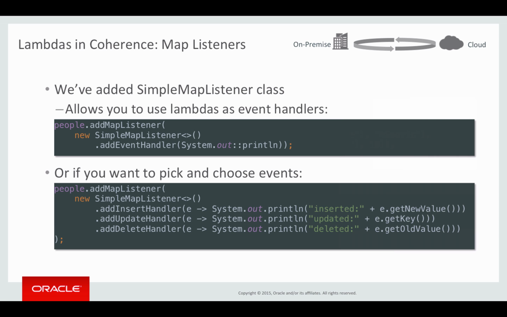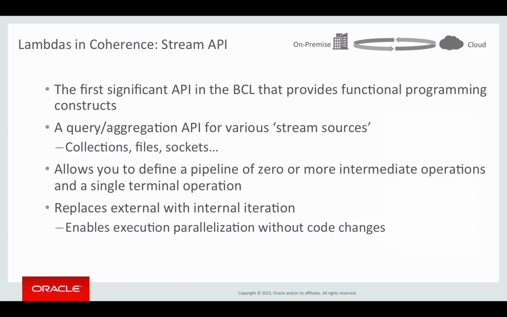The next topic we're going to cover is the Stream API, which is another new feature of Java 8 that depends on Lambdas. It is the first significant API, and the first new API in the base class library, that provides functional programming constructs. It is very much based on Lambdas. It uses Lambdas heavily throughout. And in that essence, it is a query and aggregation API for various stream sources. Typical stream sources are collections, files, sockets, you name it. Basically, everything that can produce some data can be used as a stream source.